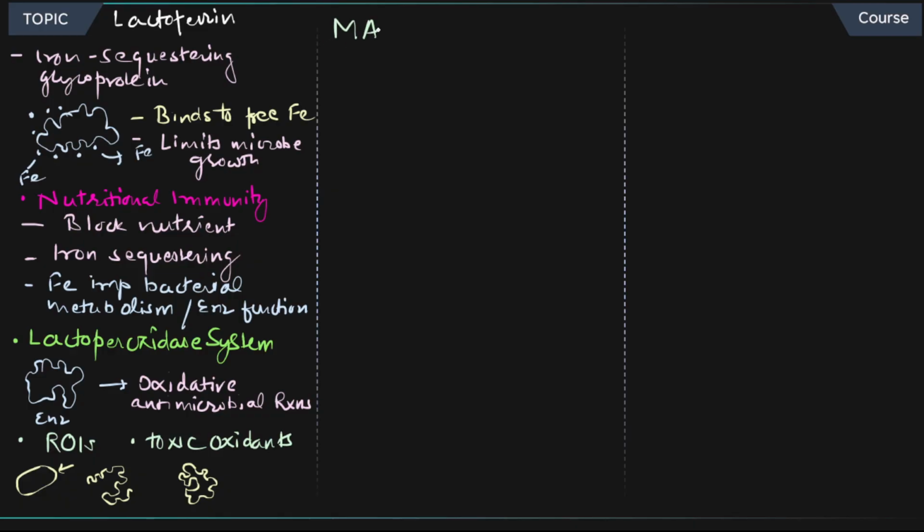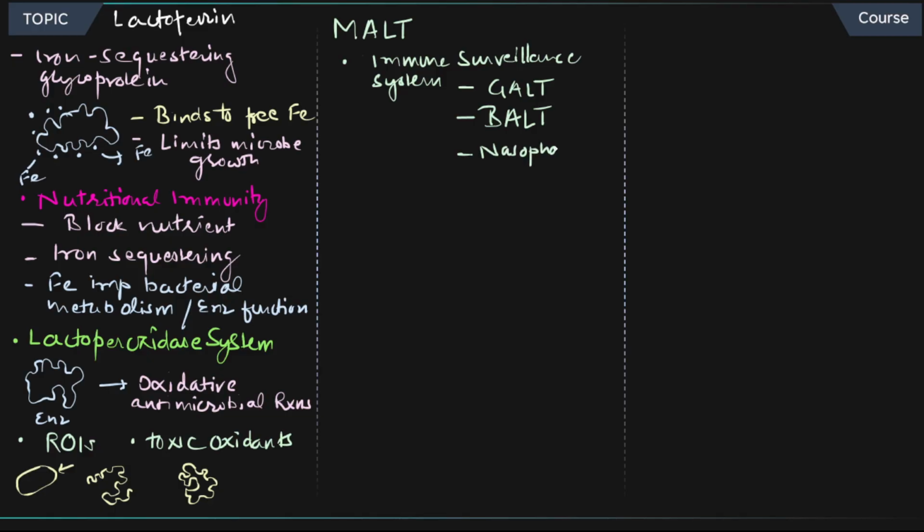Now let's talk about MALT, mucosa-associated lymphoid tissue. The main aspect of this is an immune surveillance system to identify if there is a pathogen trying to come into our body. So it's an immune surveillance system. And you have further GALT in this one. We have BALT, we have nasopharyngeal lymphoid tissue, gut associated lymphoid tissue, bronchial associated lymphoid tissue. All these are the mucosa associated lymphoid tissue, right?